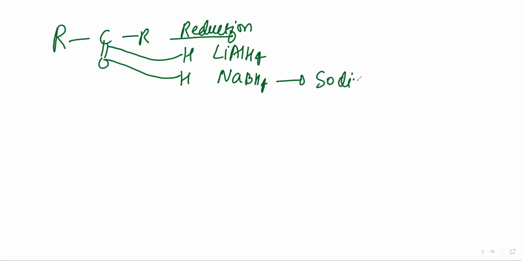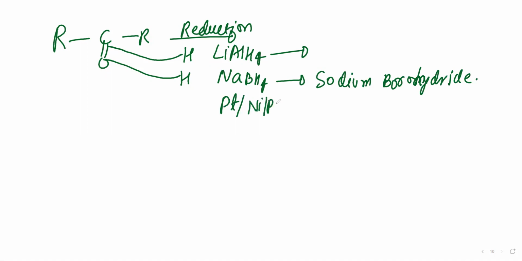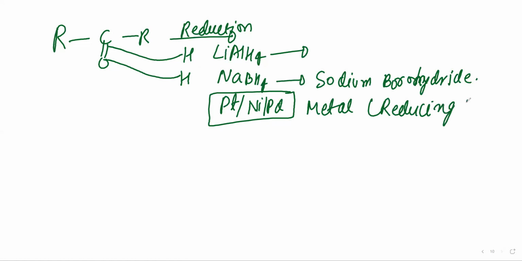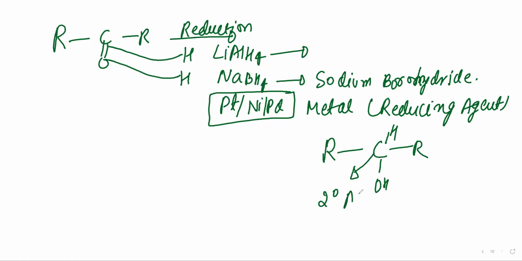This is your sodium borohydride, right? I have told this earlier. So these all act as reducing agents. Platinum, nickel and palladium also, these are metals which also act as reducing agents. So addition of hydrogen will be done, forming R, C, R, here 1H, here OH. So this is your 2-degree alcohol.